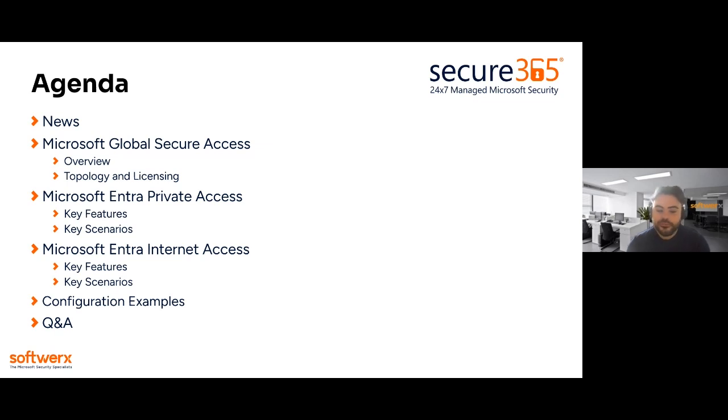And then lastly, we'll do some configuration examples as well. So around web content filtering, TLS inspection, and just really run through a very basic config of Entra Internet Access for you guys. And then obviously we have the Q&A at the end as well.